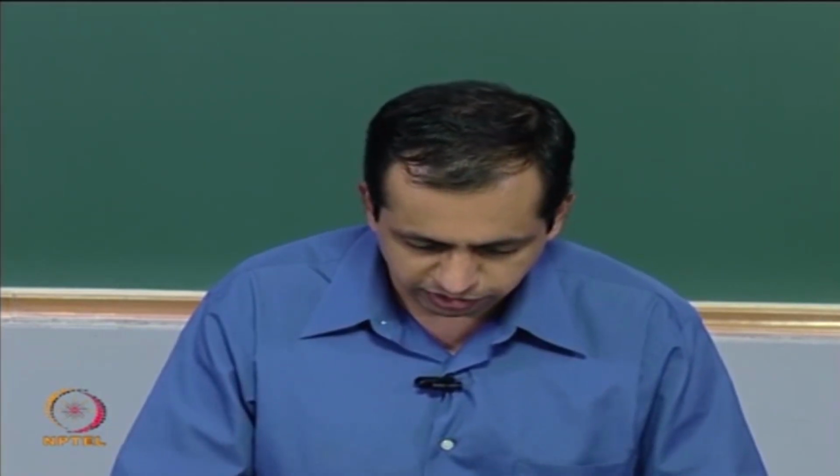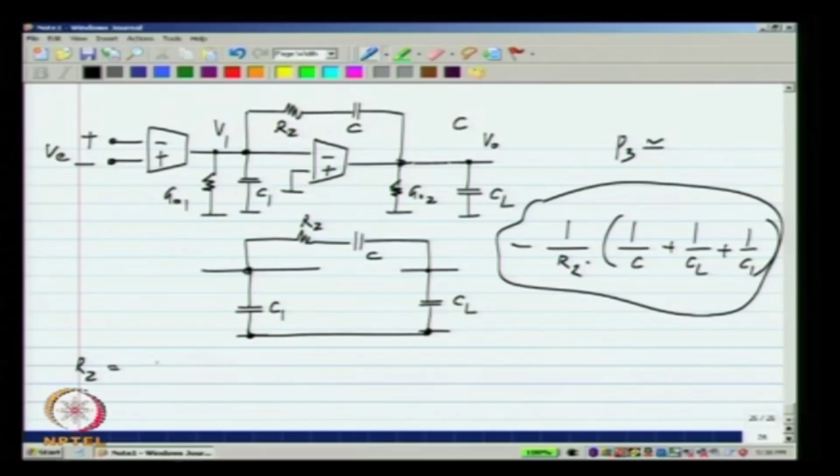Now, what did we have? What is the effect of putting RC there? We can eliminate the right half plane 0, but we will end up with a pole. The right half plane 0, let us say we choose RC to be exactly 1 over GM2. Then the right half plane 0 goes away, but we will have a new pole. What is that?